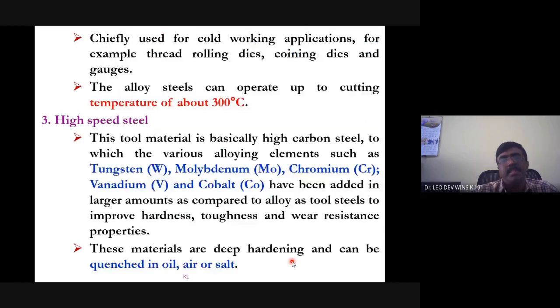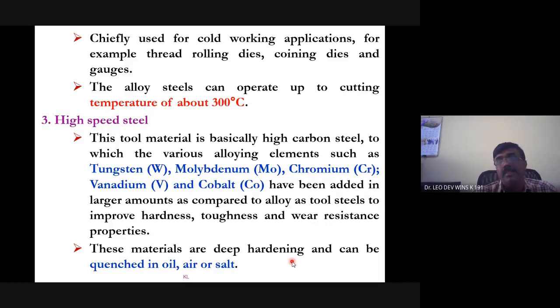When they kept on developing cutting tool materials, they felt that high speed steel can be operated under high cutting speeds compared to the previous two cutting tool materials, that is plain carbon steel and alloy tool steel. So that's why it is named high speed steel.